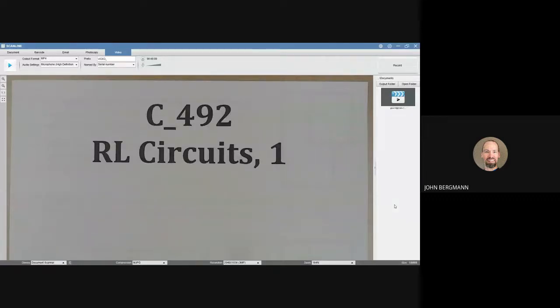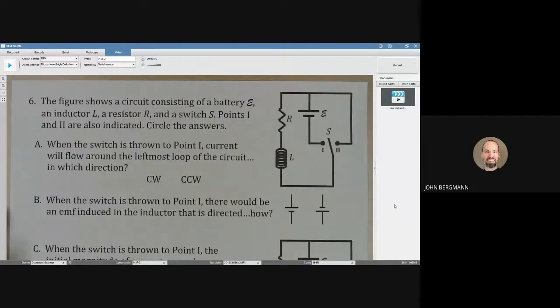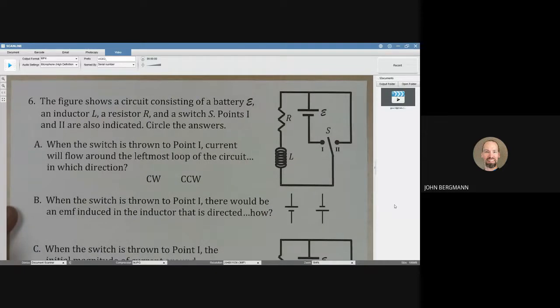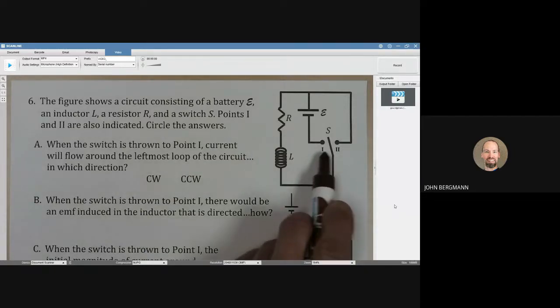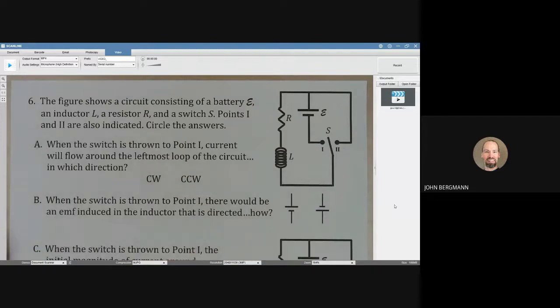RL circuits. 1. The figure shows a circuit consisting of a battery E, an inductor L, a resistor R, and a switch S. You can see the switch here, kind of on the right side. Points 1 and 2 are also indicated, and we want to circle the answers here.